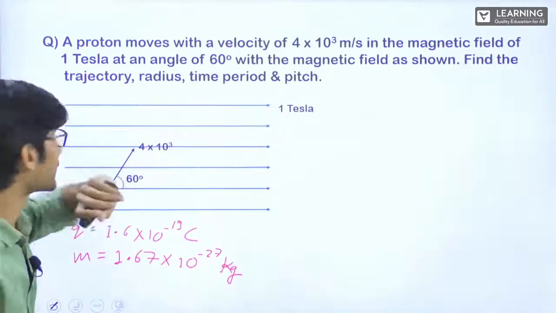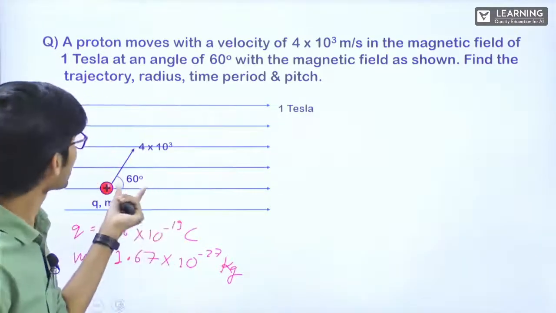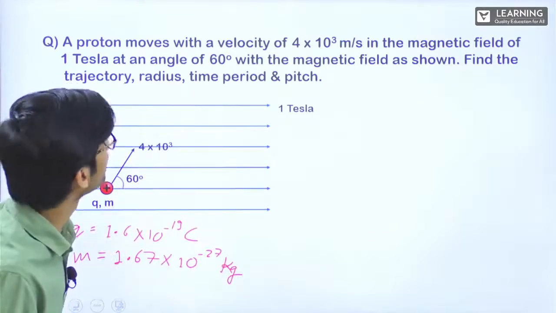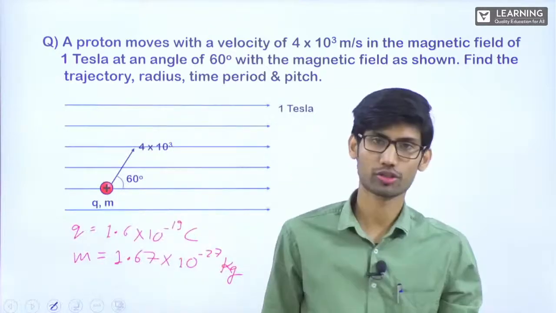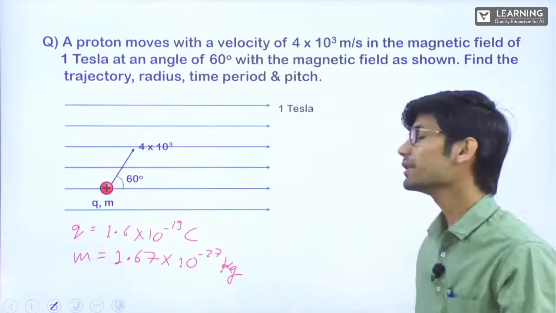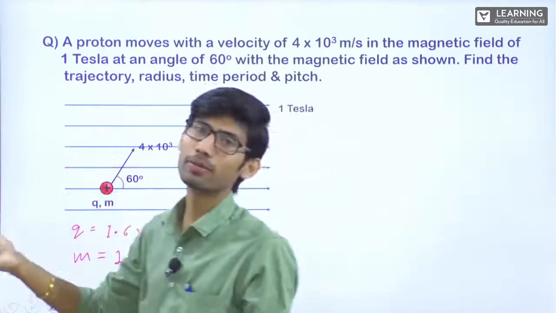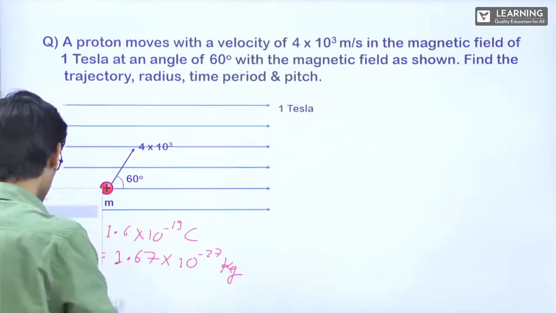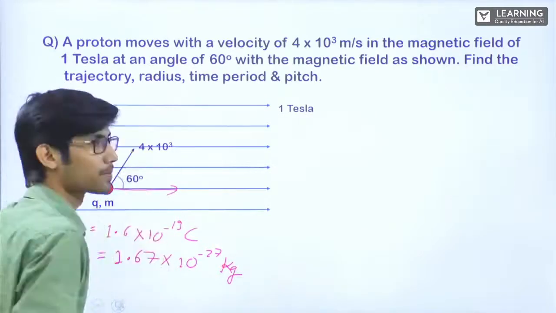Magnetic field is given as 1 Tesla. Velocity is given as 4 into 10 power 3 meter per second at 60 degrees from the magnetic field. Find the trajectory, radius, time period and pitch. So what will be the trajectory? Since it is at some angle, the trajectory will be helical motion only. Right? See here, there will be again two components. One will be this, one will be this.